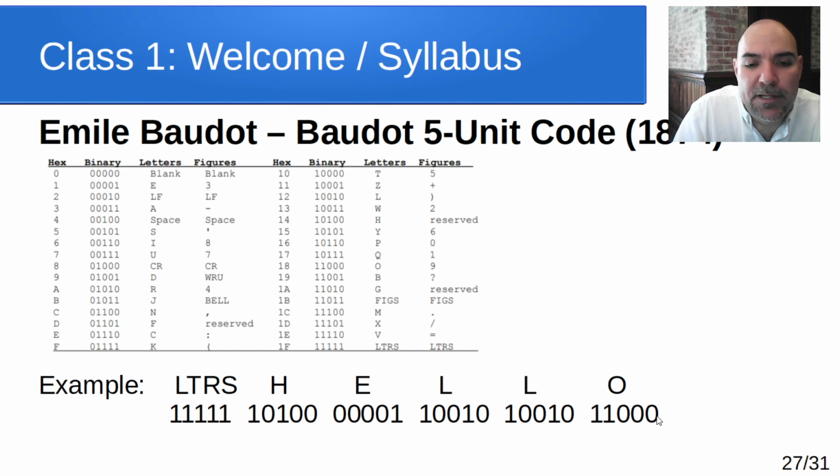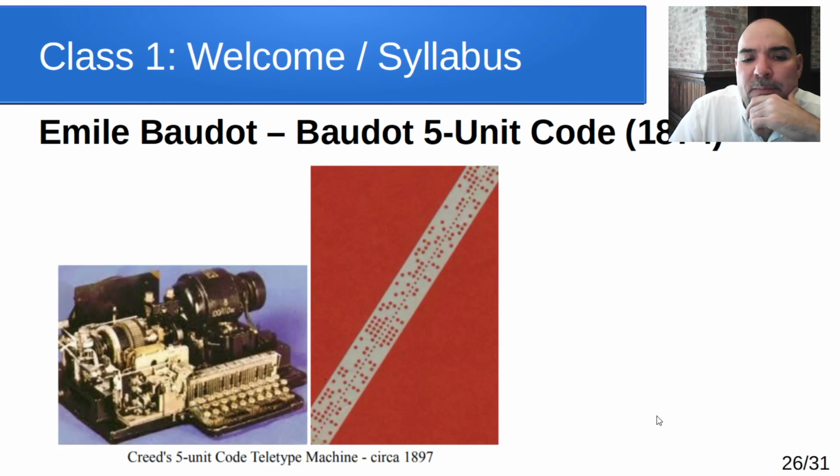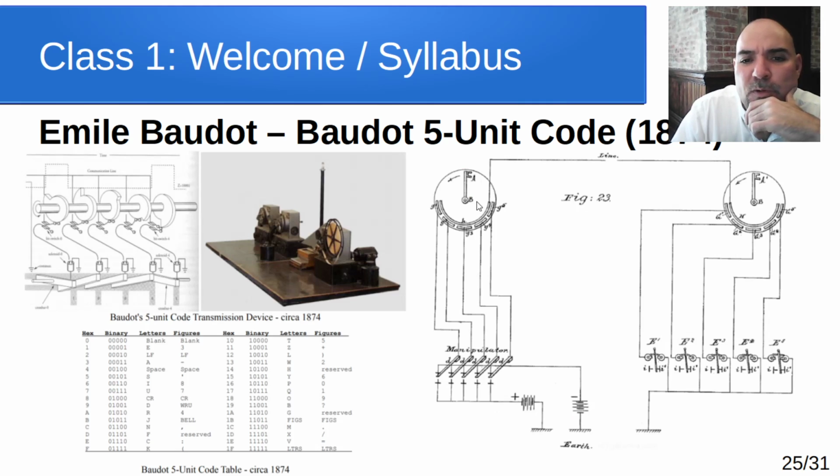Notice there's no ambiguity here. They're always in groups of five. One revolution sends one message. And there are some concerns here that we'll talk about next class, but for this to work, this has to be synchronized with that. How do we make sure those are lined up?